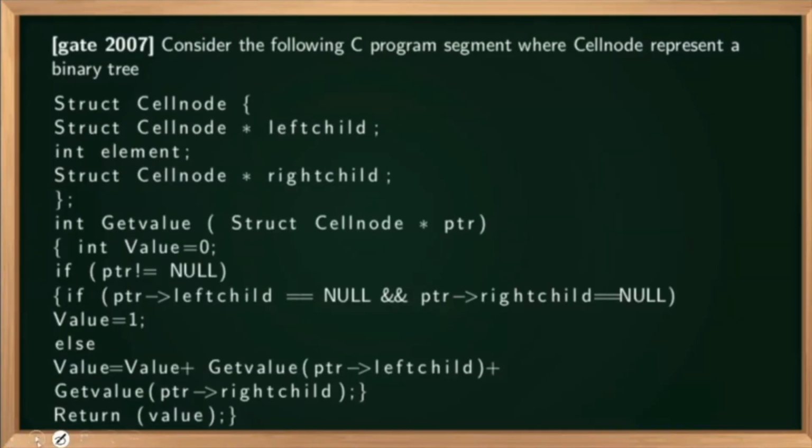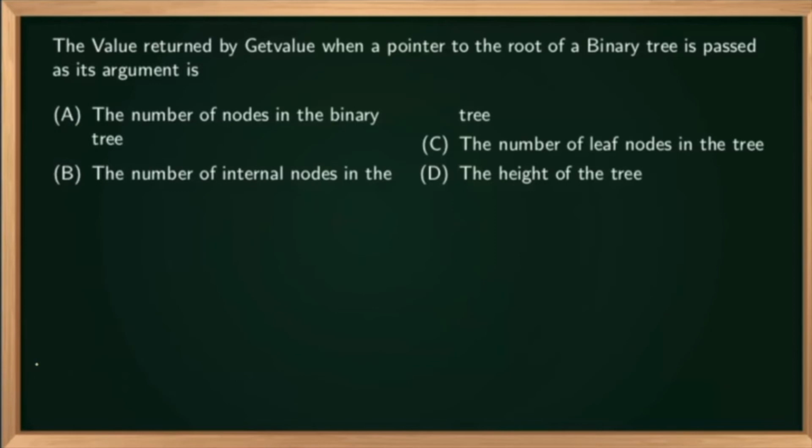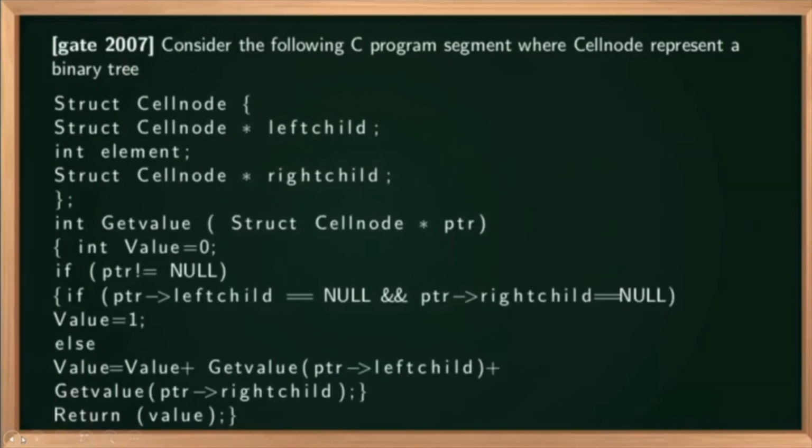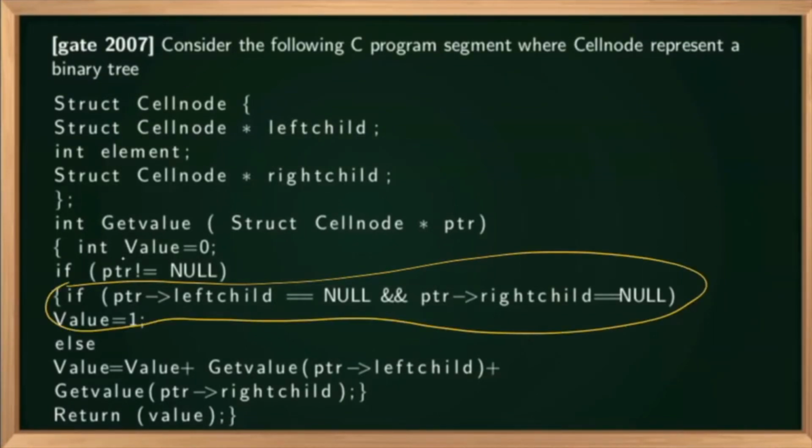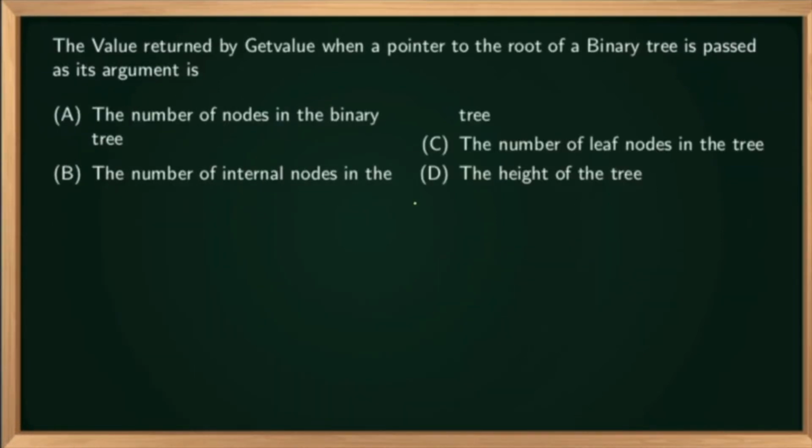Okay, so if you see this program, we are doing something here. If you see ptr left child equal to null and ptr right child equal to null, then value is equal to 1. That means, when will this happen? ptr left child equal to null and ptr right child equal to null will happen only if the node is a leaf node, right? Only if the node is a leaf node. So the answer should be something related to leaf node. So if you go here, the choice is C. Actually, most probably this may be the correct answer.